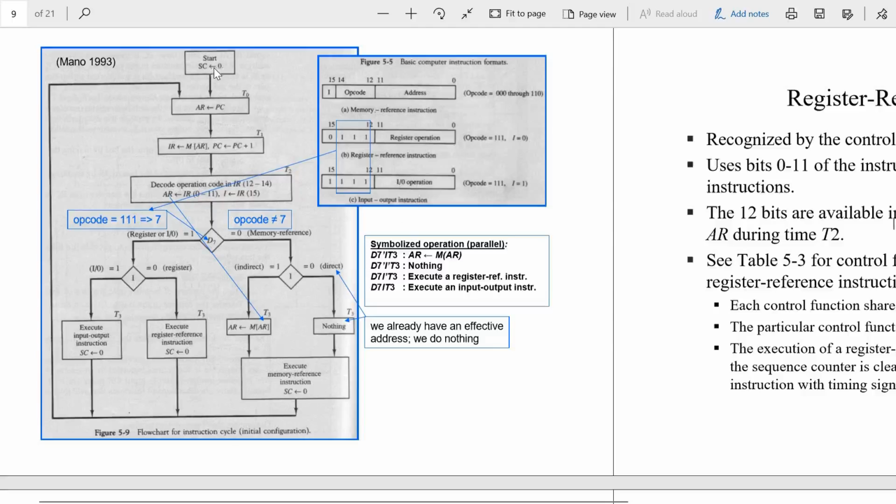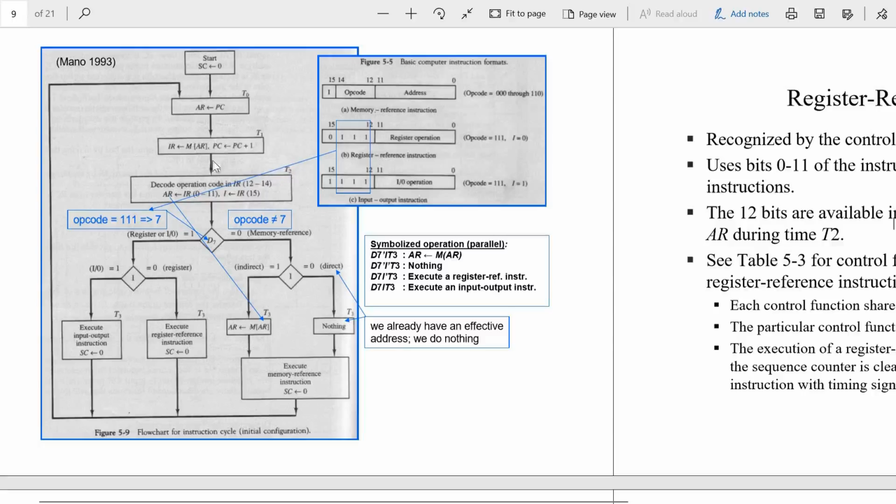Initially the sequence counter is 0 from the starting position. In the T0 cycle, as seen previously, the program counter address is stored in the address register. The memory location pointed to by that address has its complete 16-bit instruction code stored into the instruction register. Automatically, once it is read from memory to register, the program counter is incremented. This action is performed by the processor in the T0 clock pulse, and in the T1 clock pulse this particular action is performed.